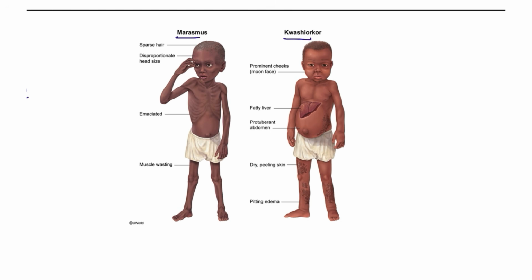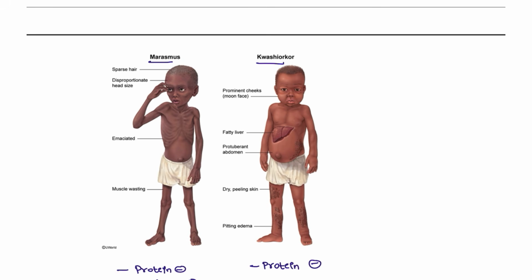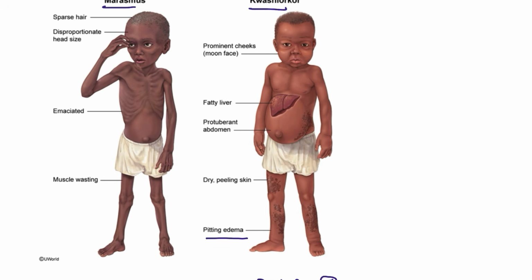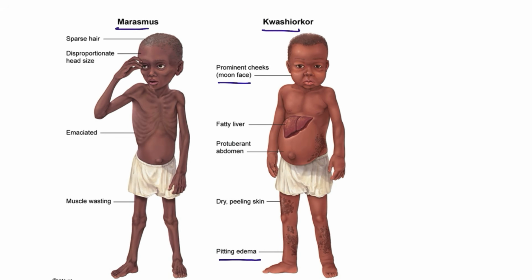Kwashiorkor patients are extremely associated with protein deficiency. These patients are protein deficient plus calorie deficient. Let's see the features of this patient. First and foremost, the patient has edema and a prominent moon-like face, fatty liver, protuberant abdomen, and dry and peeling skin. These are the Kwashiorkor features.